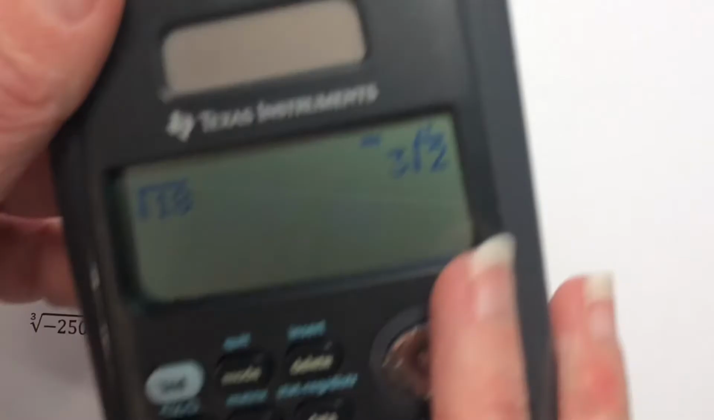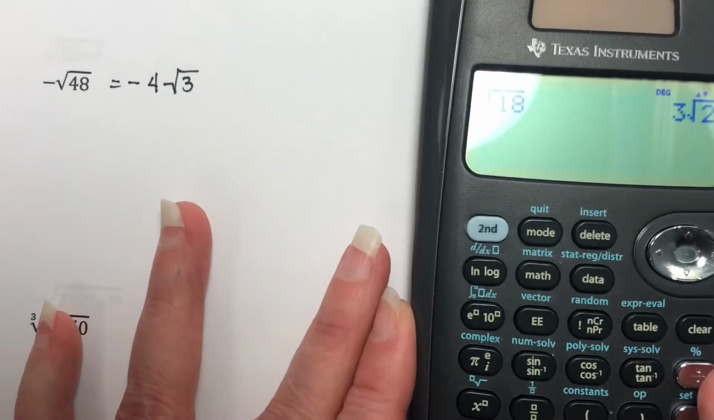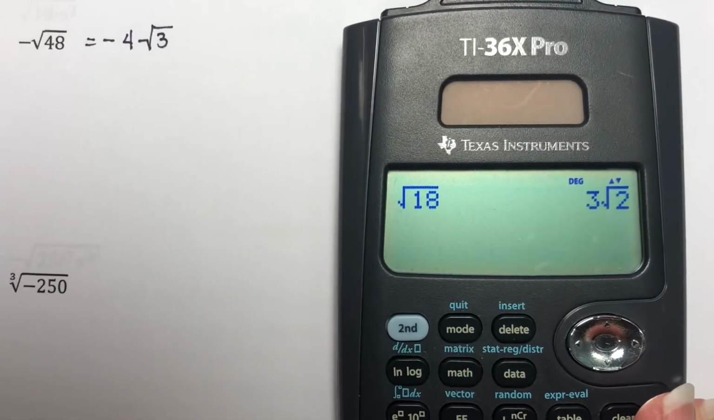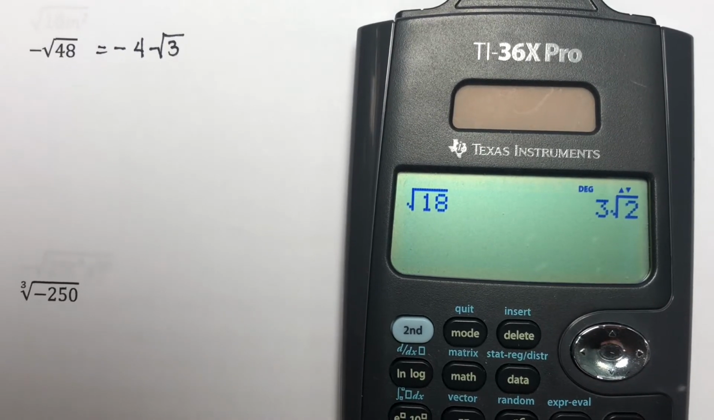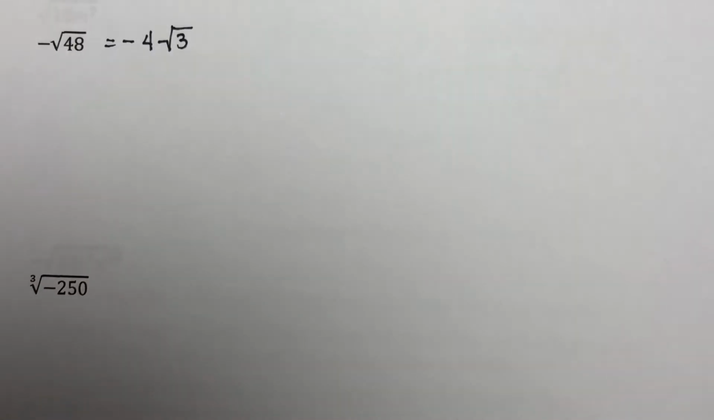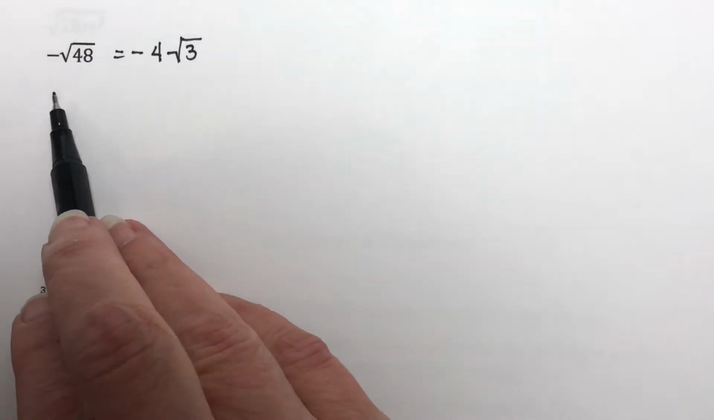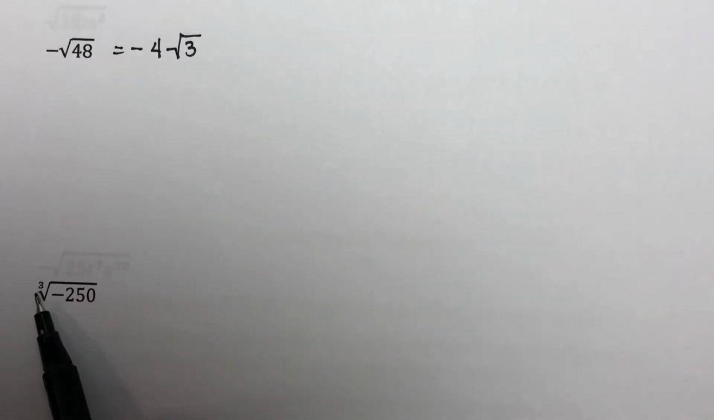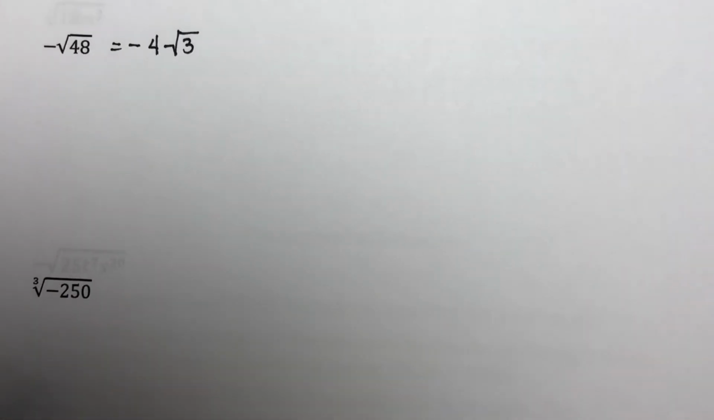Let's use our calculators to see if we got this right. If I can get this so it doesn't have a glare on it. Okay, here. So negative square root of 48 is negative 4 times the square root of 3. So that's correct. Okay, now like I was saying, we can use our calculators to check a square root, but they do not check any other index. So this is where we really need to know how to do this by hand, okay?